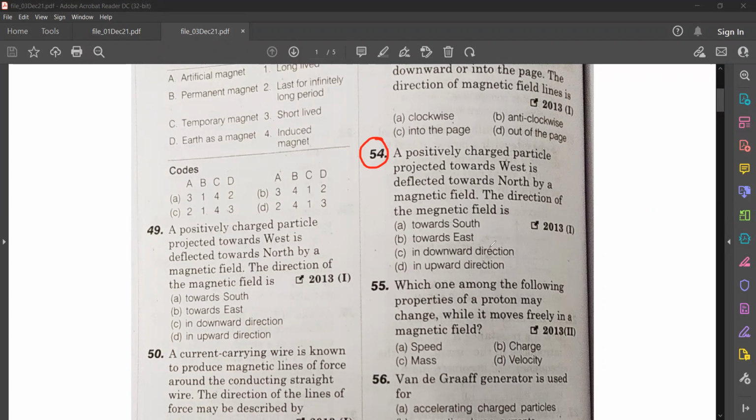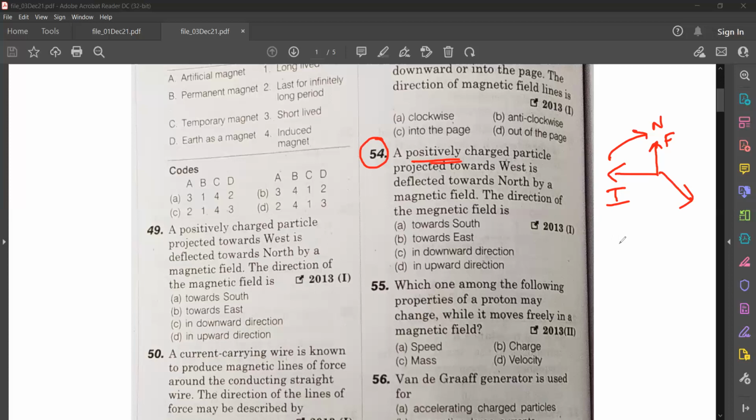Okay, so this question we have already seen in our last video. So which rule you will apply here? A positively charged particle projected towards west. So the direction of positively charged particle means that is direction of current, isn't it? Then it is deflected towards north, which means the force is in the northward direction. You have to find the direction of magnetic field.